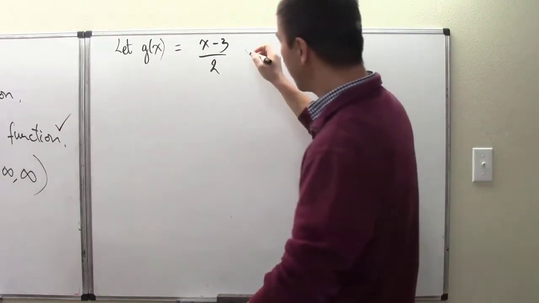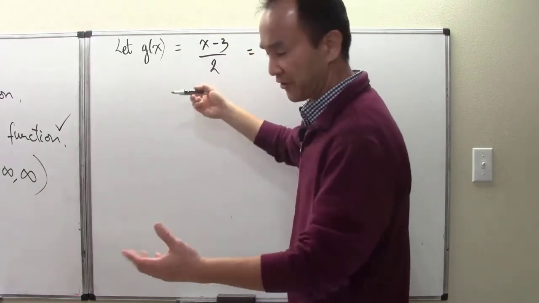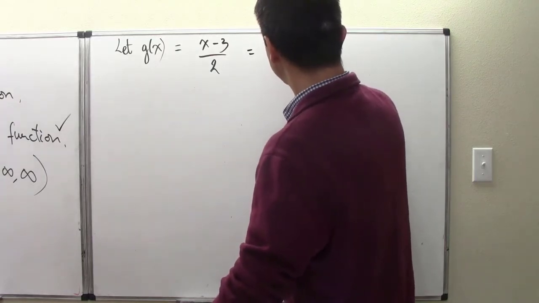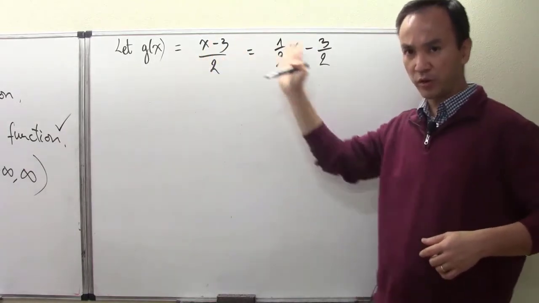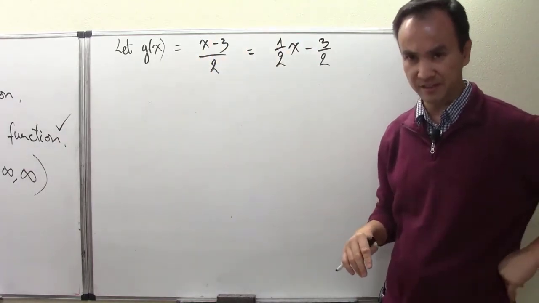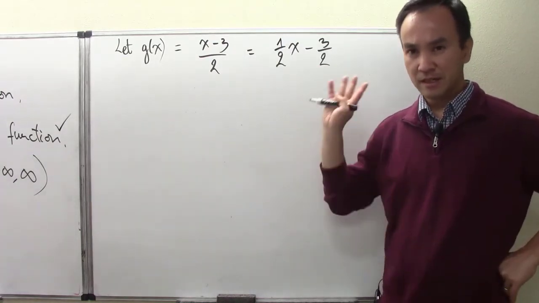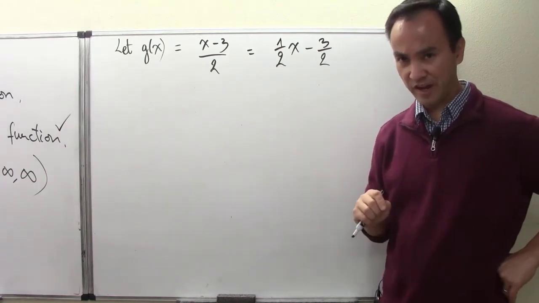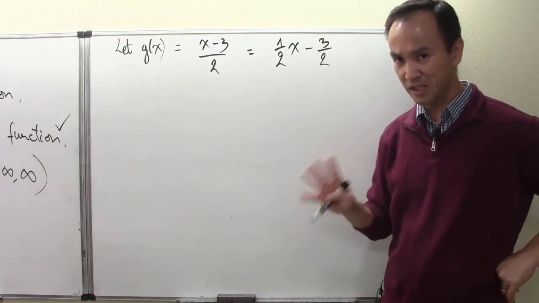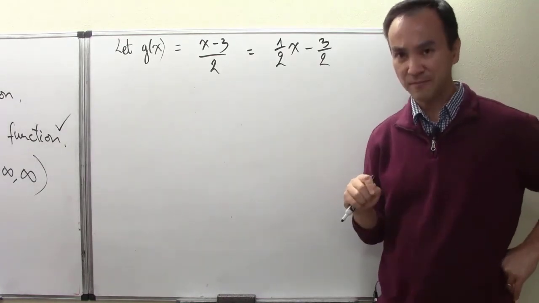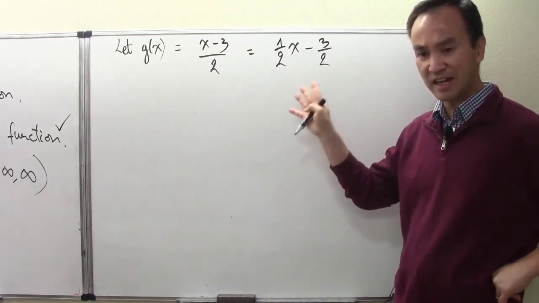You can also see this function as another linear function. It's 1/2 x minus 3/2. It's just a different algebraic expression. If you would like to write it this way or that way, that's your choice. But what I want you to see is that it's a completely different function, nothing related to the f of x that I brought up previously.